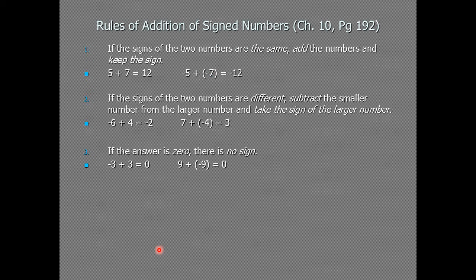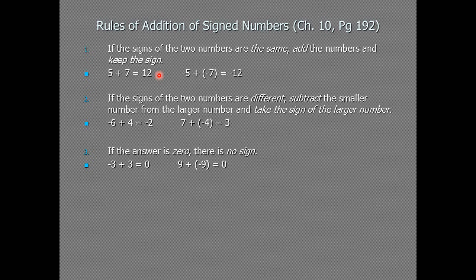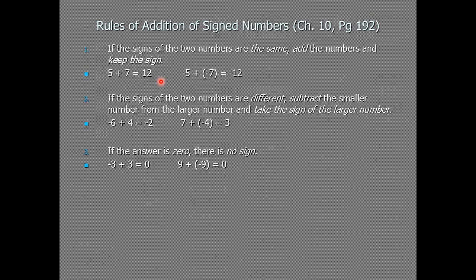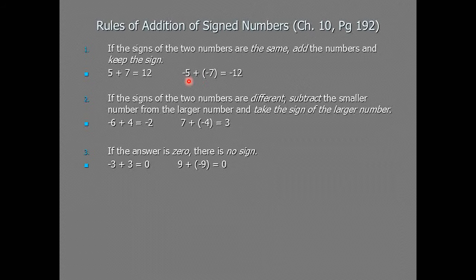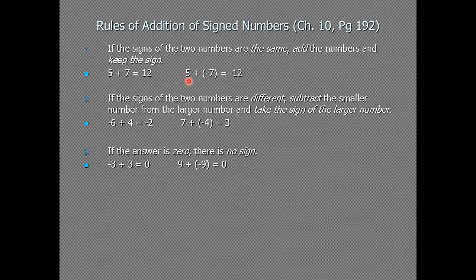Okay, let's try some addition rules of signed numbers, meaning how we add numbers with signs. If we add two numbers and both numbers have the same sign, then we add the numbers and we keep the sign. Be careful, we keep the sign, okay? For example, if you add negative 5 and negative 7, you add the numbers, make it 12, but you always keep the sign. Because the sign was negative, in the answer your sign is negative.